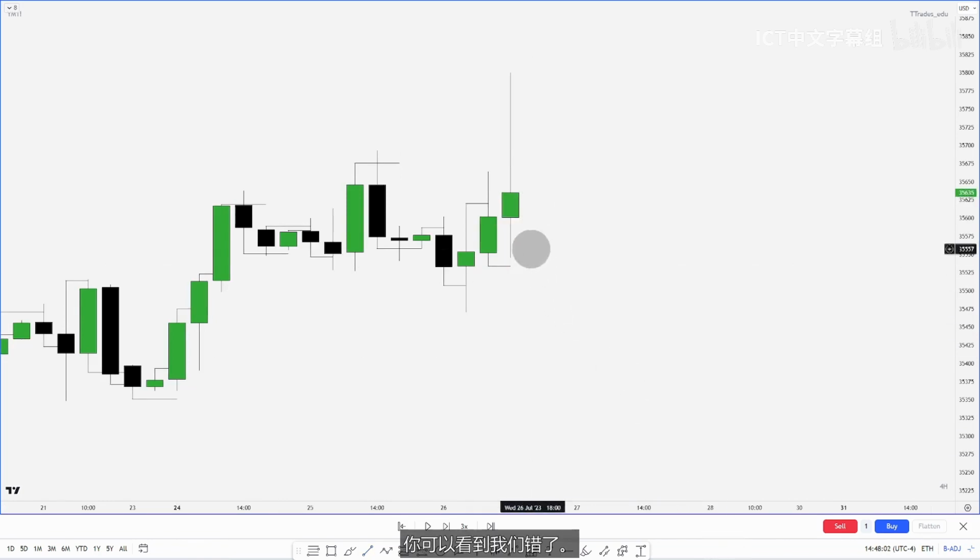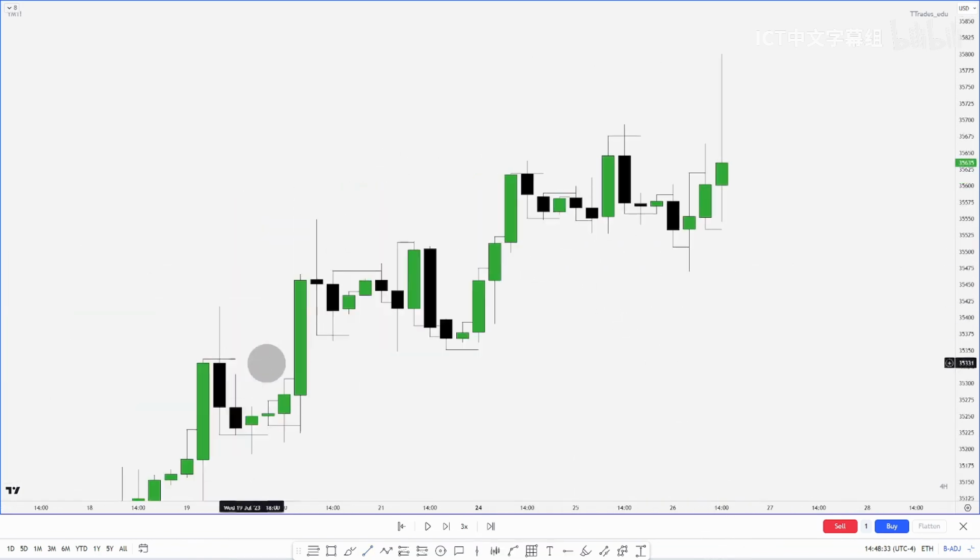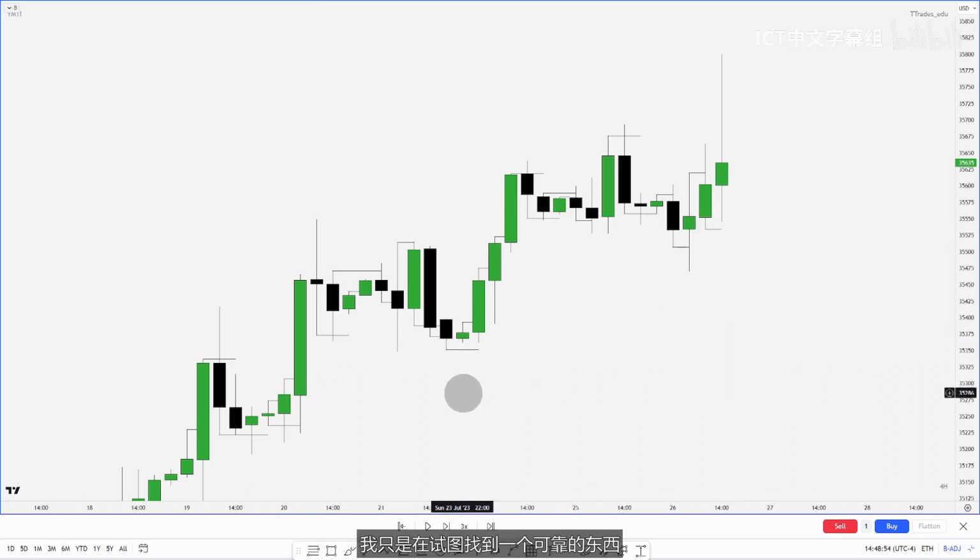And you can see we are wrong there. You can see that just by using the previous candle's high or low, I can frame a reversal or a draw on liquidity depending on the candle's closure. Now, I'm not always going to be correct, as you could see here and here. However, I do not expect to always be correct. I am just trying to find something that will give me a reliable draw on liquidity that I can confirm on the lower time frames.